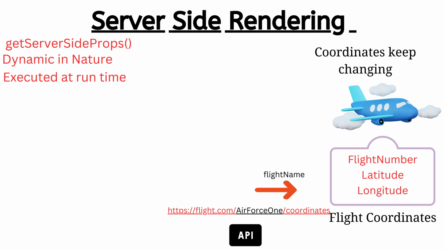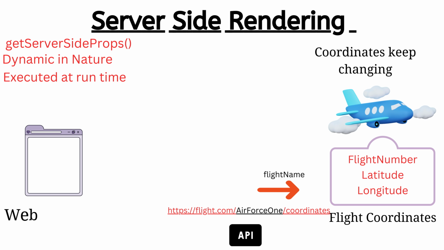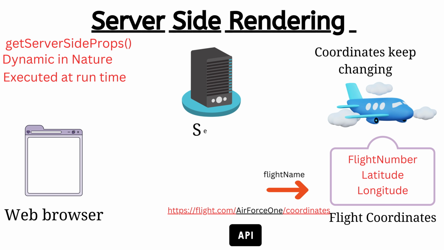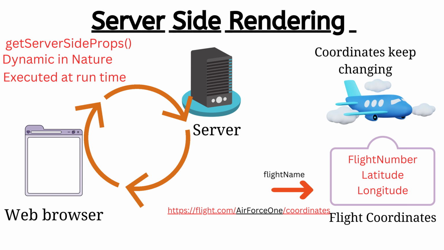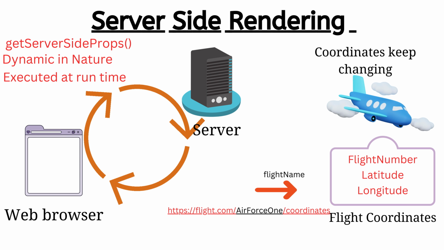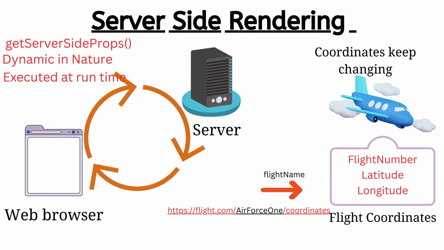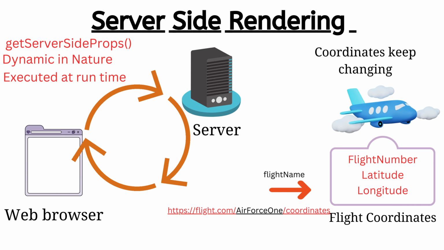For that reason, every time the user navigates to this particular page to see the latitude and longitude, Next.js makes a request to the server, gets the latitude and longitude, generates the page on the server side, and it renders onto the browser. Every time you navigate to this page, it will repeat the same process.